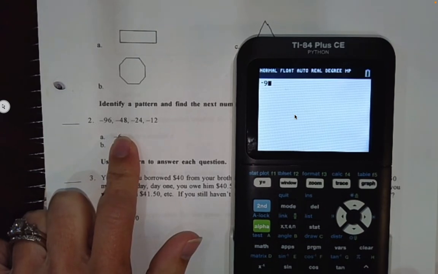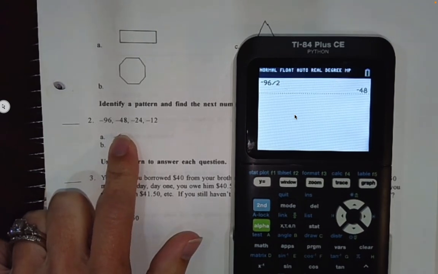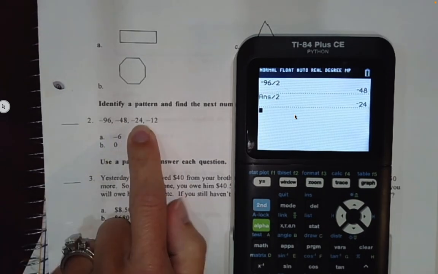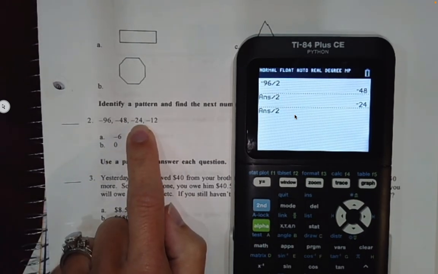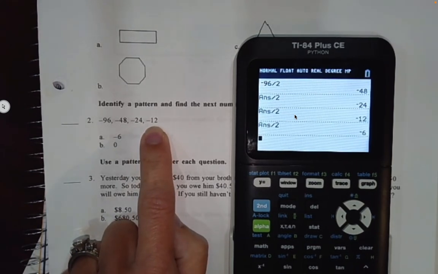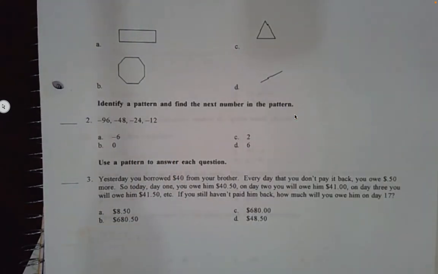So then we will go and check ourselves and make sure. What is negative 96 divided by 2? It is negative 48. Divided by 2, it is negative 24. Divided by 2, is that what's working here? Yes. So if I divide that by 2, what's my answer? Negative 6. It wanted the next number. So the first question on your quiz is like that one. How do we feel on that? We're good. Okay.